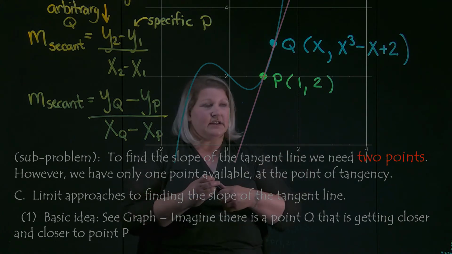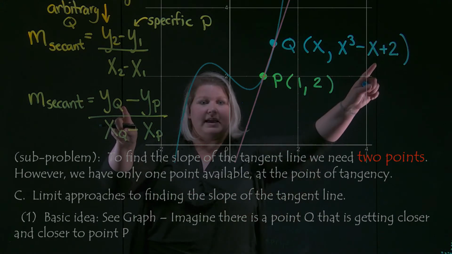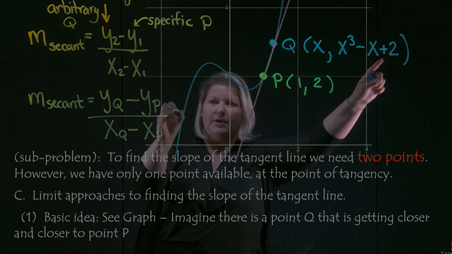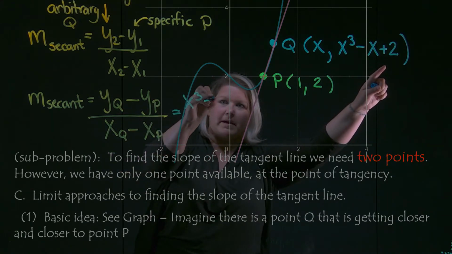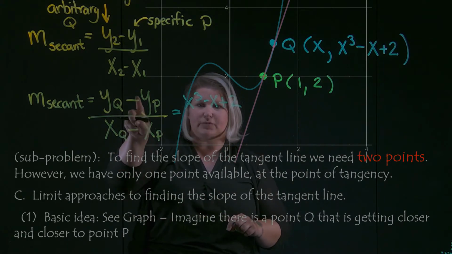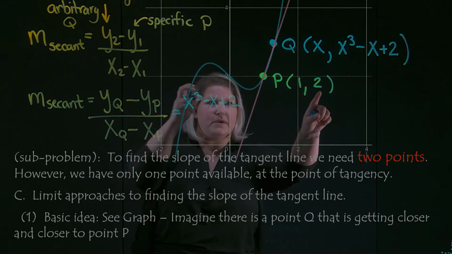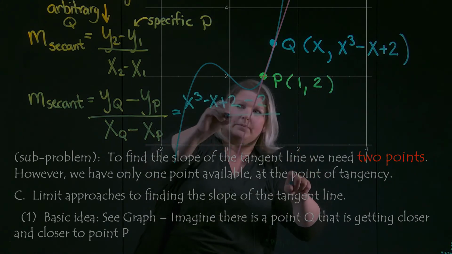Let's go ahead and take a look at this. So what's the y coordinate of Q? Here's the y coordinate of Q. So this one's going to be x cubed minus x plus 2. Now I need to subtract the y coordinate of P. Well, here's P. The y coordinate of P is 2, so I'm going to subtract 2.